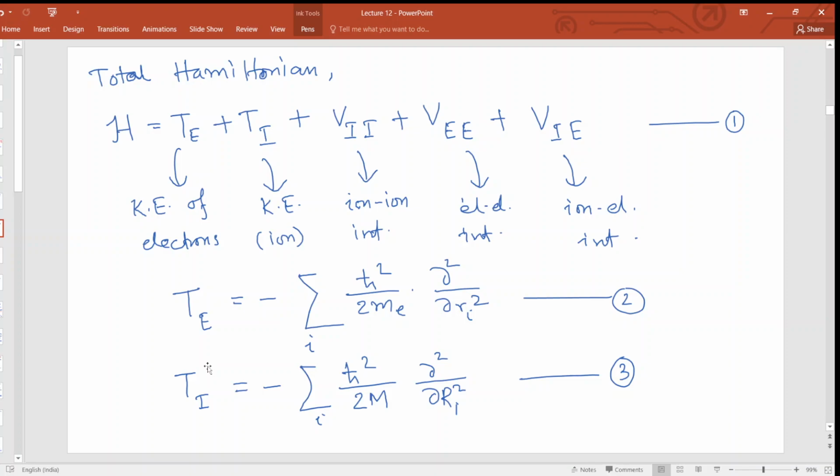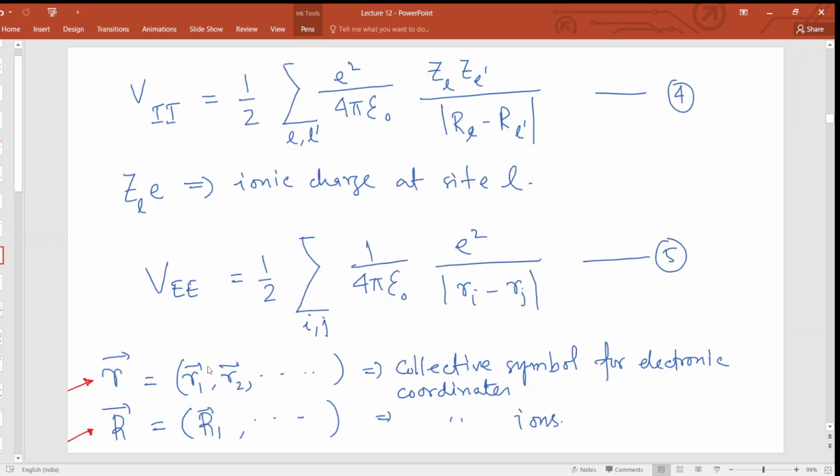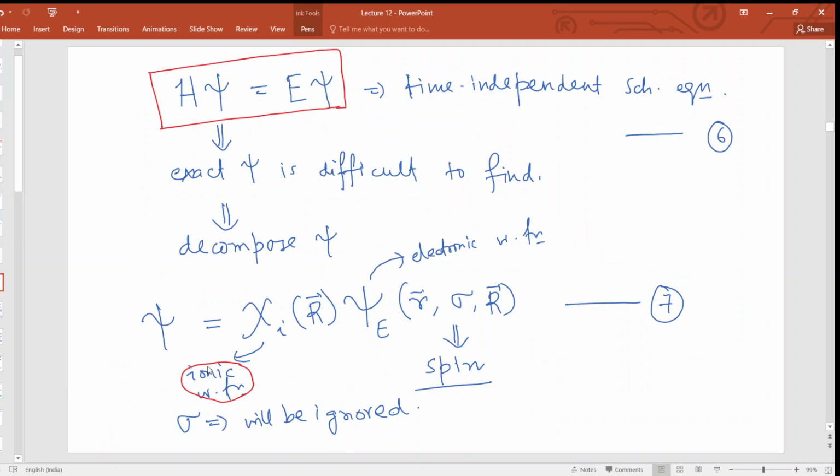The kinetic energy, of course, will be minus h cross square by 2m del square, and then the ionic interaction, or the electrostatic potential, will follow the Coulomb interaction rule. Now we have defined some collective symbols, small r and capital R, to define the coordinates of the electrons and the ions.